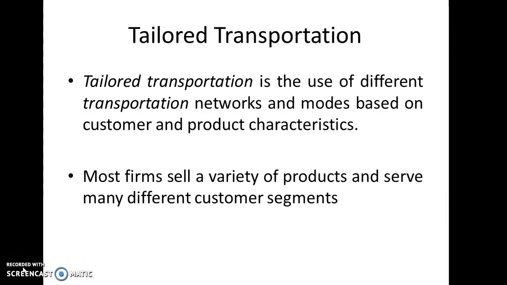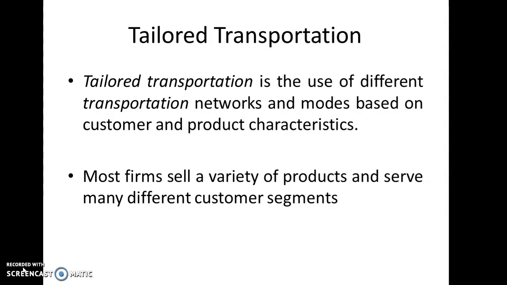Tailored transportation. Tailored transportation is the use of different transportation networks and modes based on customer and product characteristics. We already saw that the meaning of the word tailored is custom made. That is, we are customizing the system based on our requirements. So, in this case, tailored transportation is the use of different transportation networks and modes based on the customer and the product characteristics.